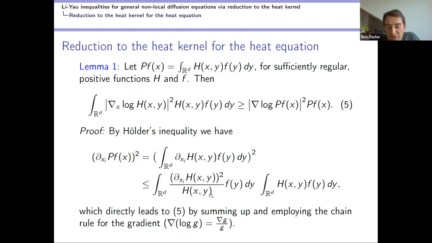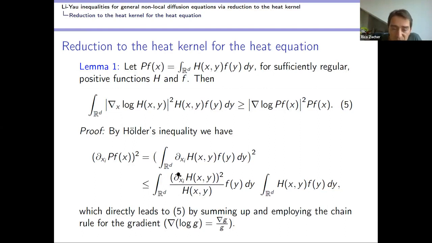And now with the h downstairs here, and here we have just the kernel h. So this term is nothing else but Pf of x. And so what remains to be done then is just to use the chain rule for the gradient. So the gradient of log g is the same as gradient g divided by g. So you use this identity inside the integral to rewrite this term in terms of the gradient of log of h. Of course, we sum up. So we take the sum over all i from 1 to n, and then we use this chain rule.